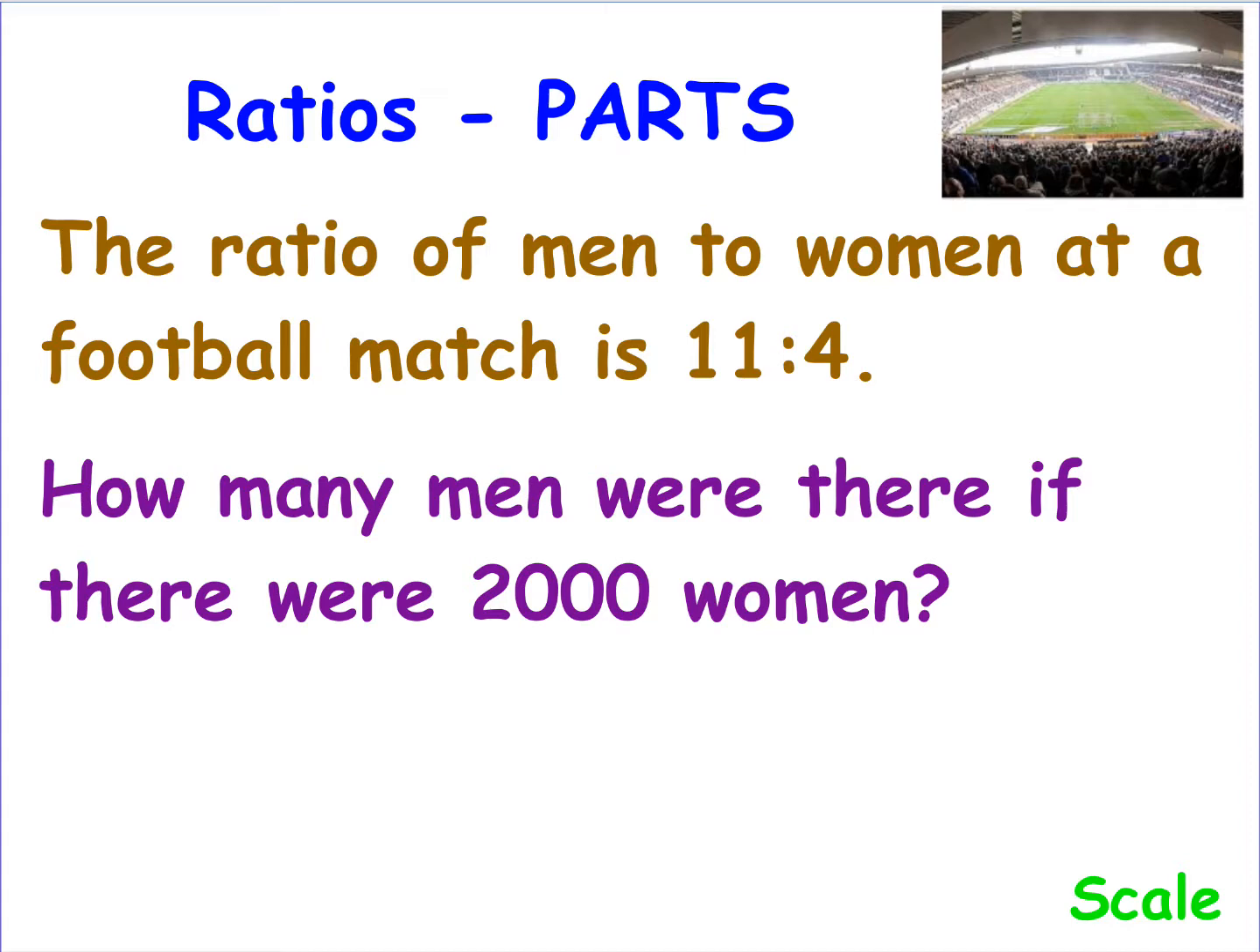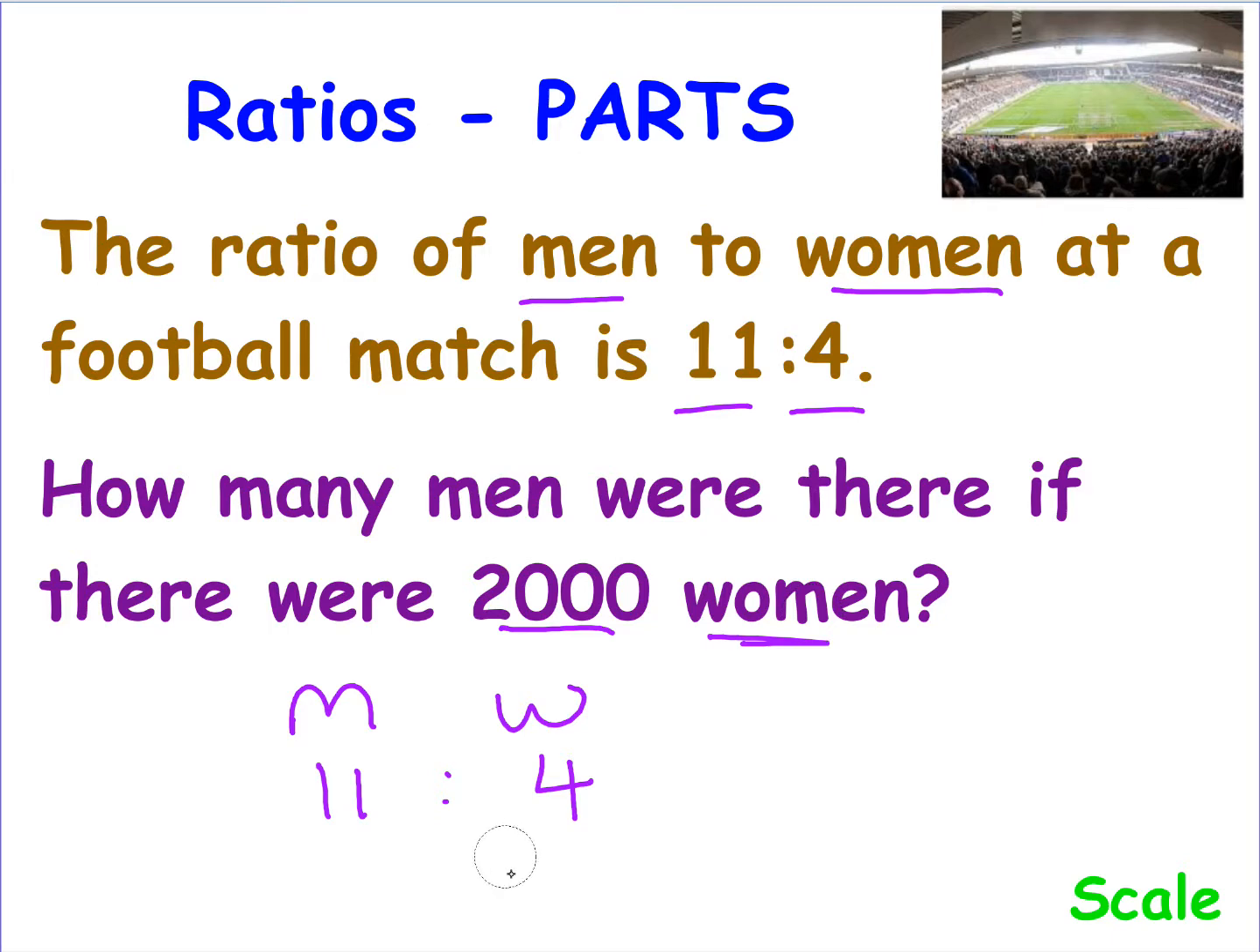Here are a couple more for you to have a go at. So the ratio of men to women at a football match is 11 to 4. So set up your strap line, men to women, 11 to 4. How many men were there if there were 2,000 women? So the 2,000 relates to women. It's not a total for the game. It applies to the women.